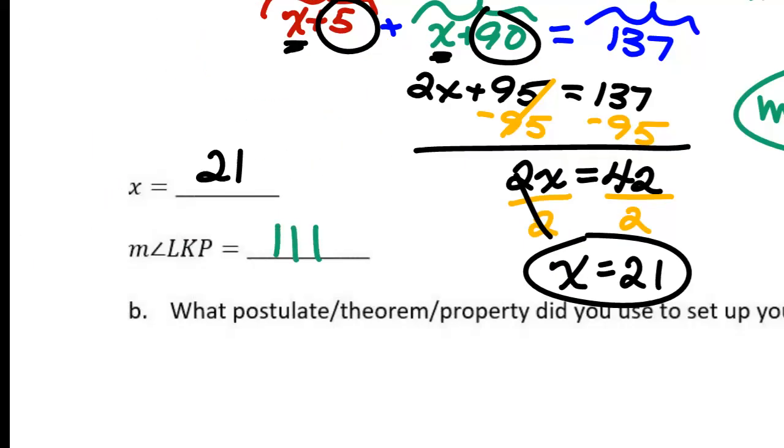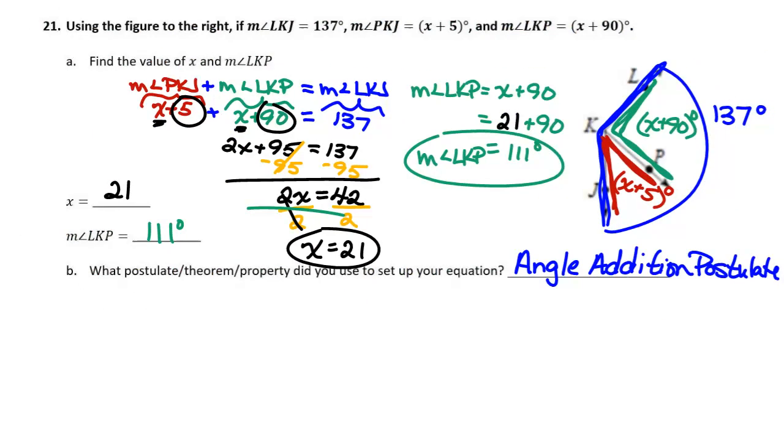Why does x not have a degrees symbol on it? Is that a mistake that I made? Why does x not have degrees? It's part of an angle. It's not an angle all by itself. So x doesn't have degrees with it, but my angle, LKP, does.